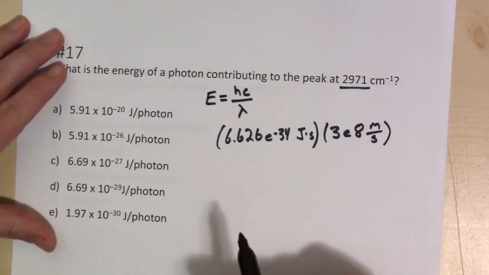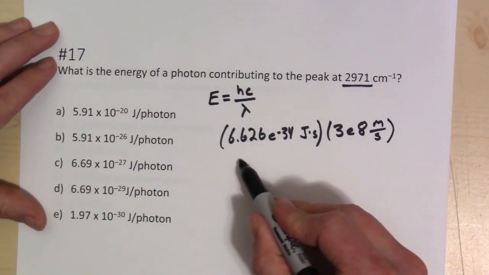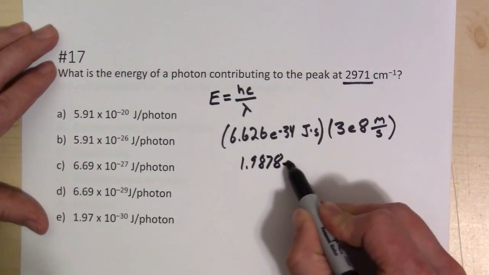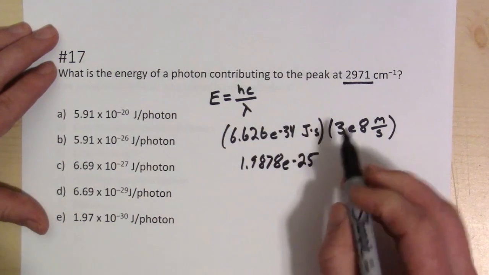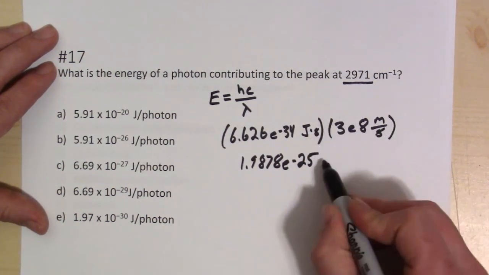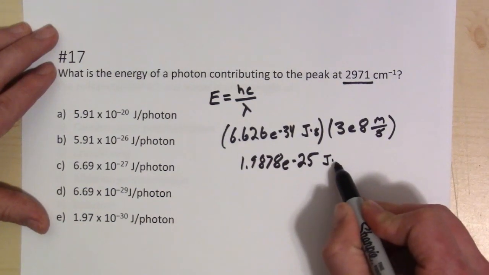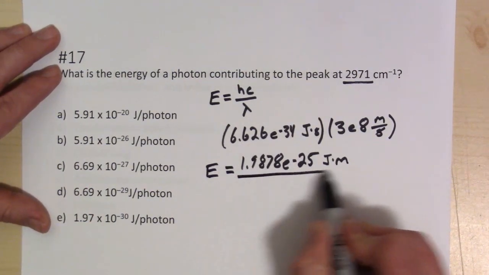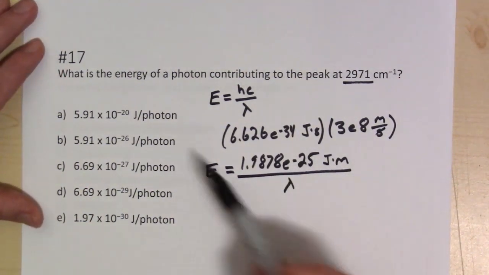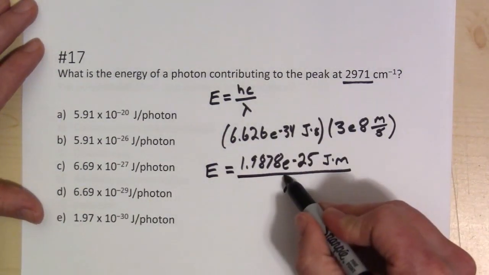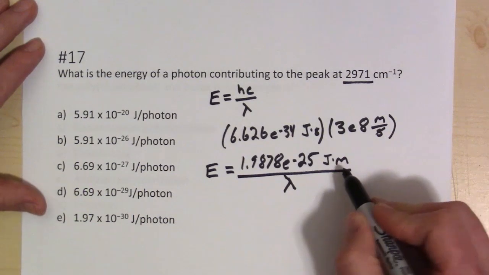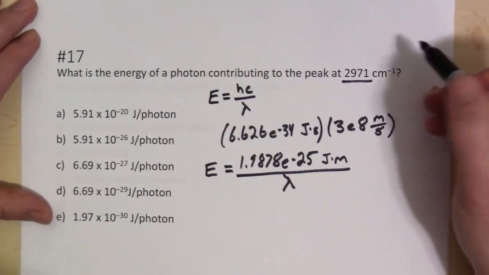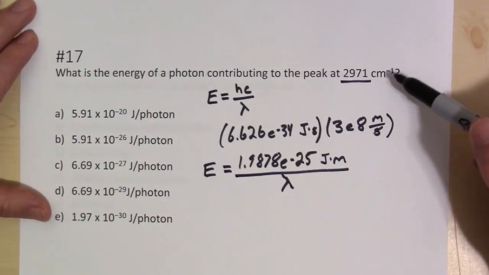When we multiply those two values together, that's going to give us 1.9878 times 10 to the negative 25th, and here the seconds cancel, so joules times meters. That means our energy is equal to that number over our wavelength. We want the answer in joules, so we need our lambda, the wavelength, to be in meters, but we have our wave number in inverse centimeters. So we'll need to convert this number into meters.